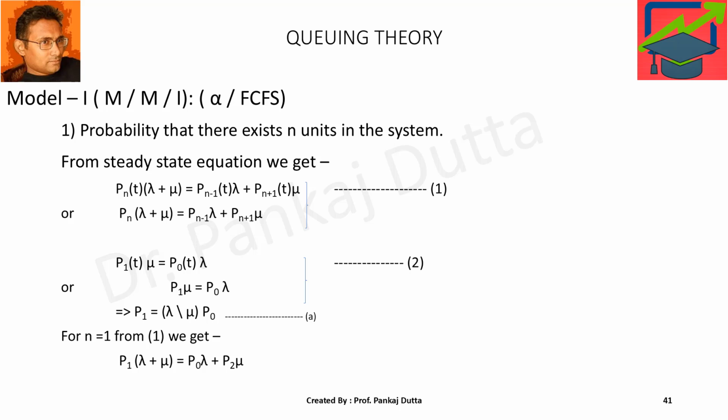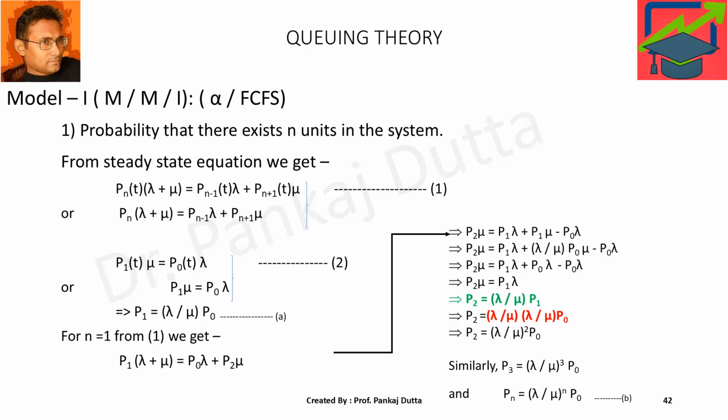To determine the probability that there exists n units or customers in the system, we start with the two steady state equations. Just to simplify the notation, we remove the term t from the equations. Simple manipulation of equation 2 gives the probability that there exists one customer in the system as lambda upon mu into p naught, and taking n equal to 1 in equation 1, we get the last line.